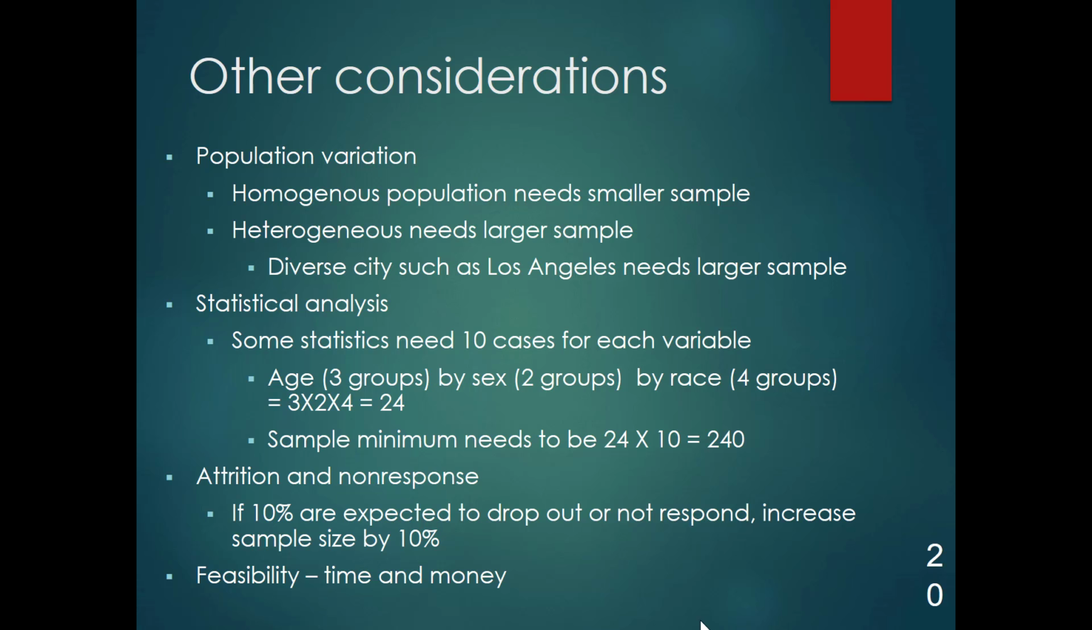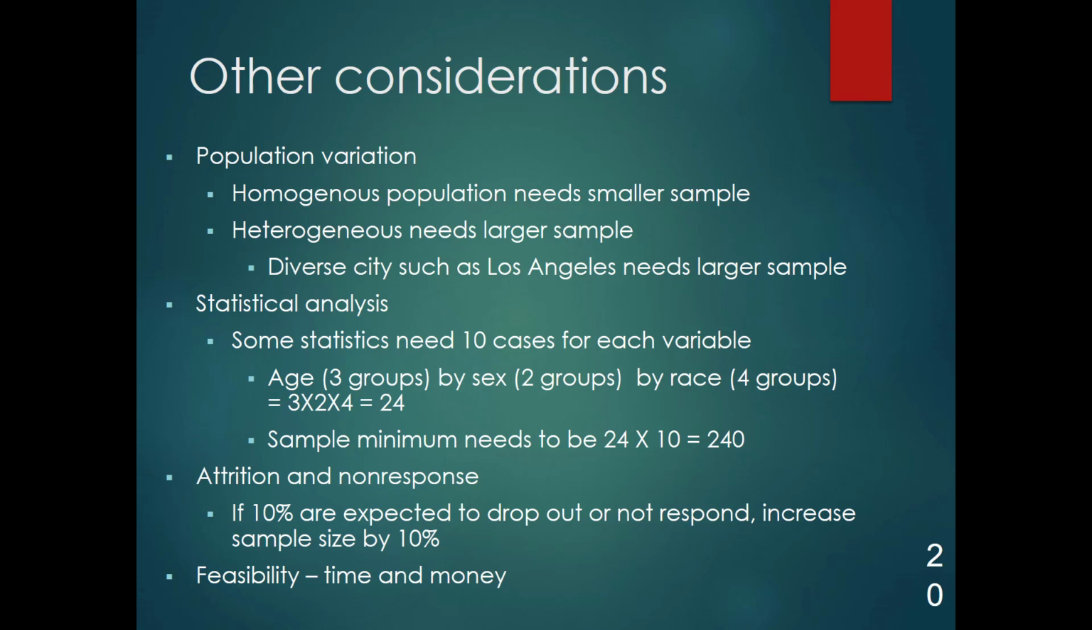There are some other things that you should consider, and one of them is your population variation. If you have a homogeneous population, then you would need a smaller sample. If the people in your population are very similar, with similar interests and similar in all the variables you're looking at, then you need a smaller sample size to get accurate results. If your population is heterogeneous, meaning they're different, then you would need a larger sample size. For example, if you're looking at a diverse city such as LA, you may need a larger sample.